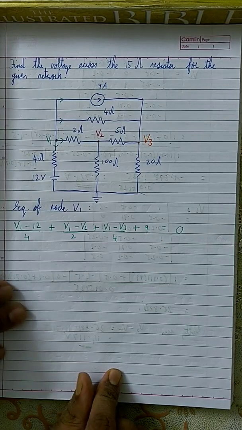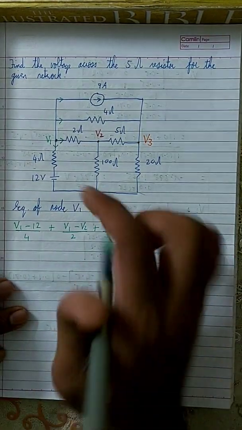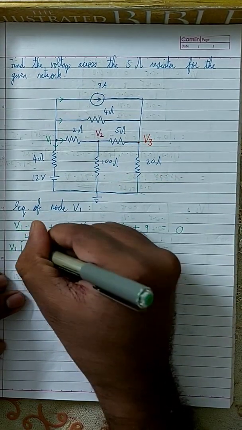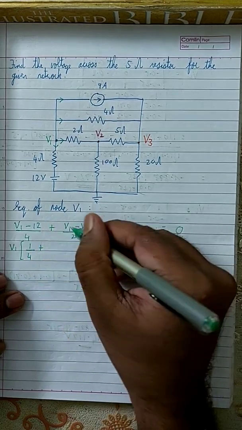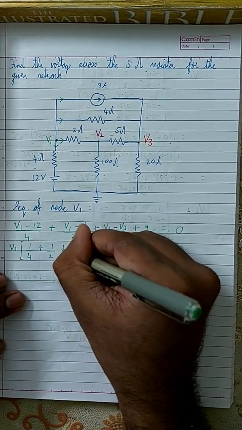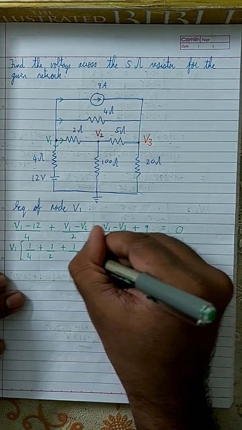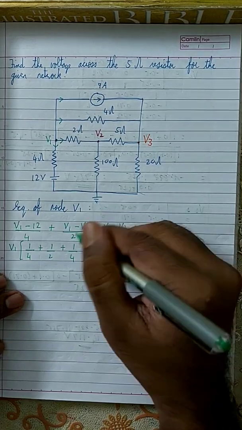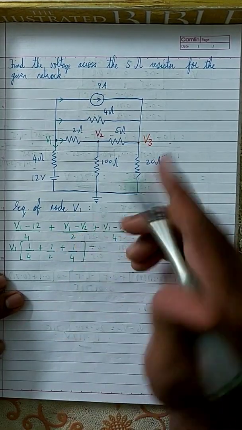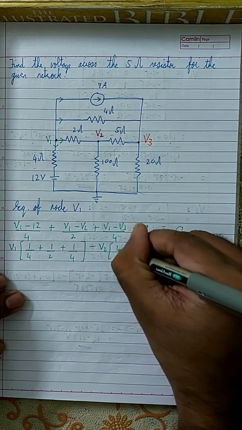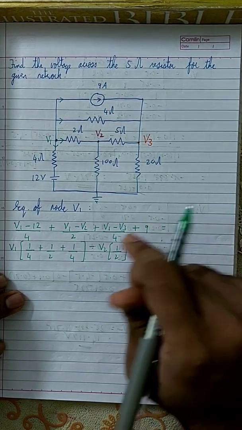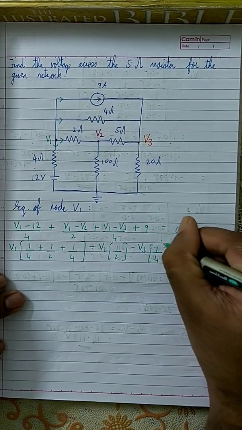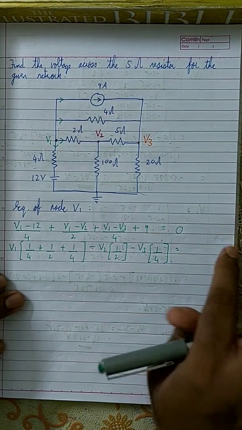Now I'm going to express this equation in terms of V1, V2 and V3. V1 will be positive, so it will be V1 into 1 by 4 plus 1 by 2 plus 1 by 4. Next is V2, which is only over here, so it is minus V2 into 1 by 2. And V3 is only over here, so it will be minus V3 into 1 by 4, is equal to the remaining constants, which I will take outside.